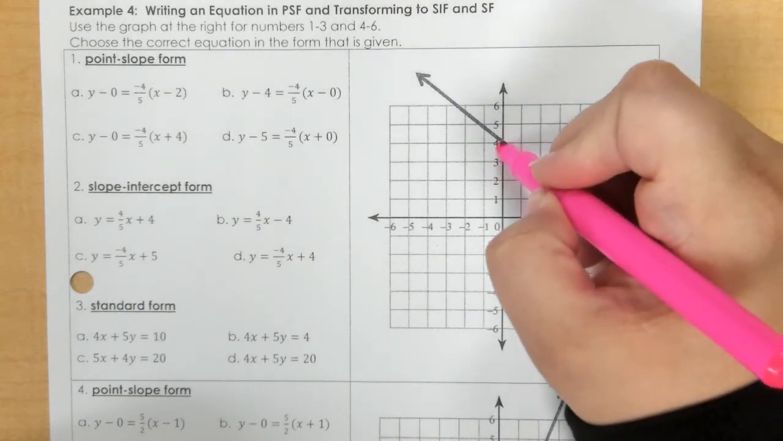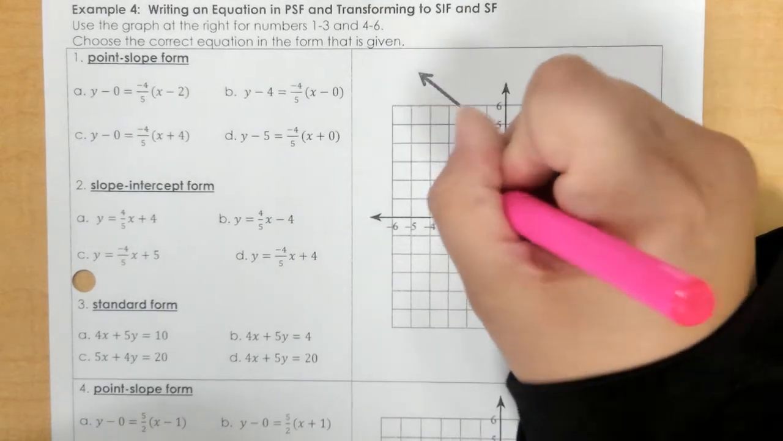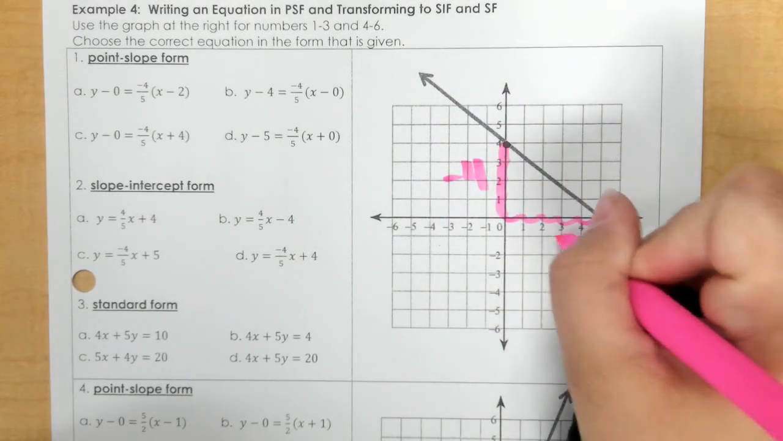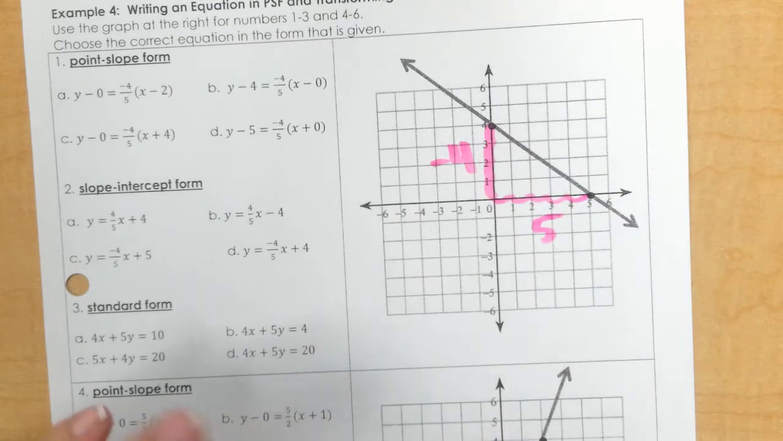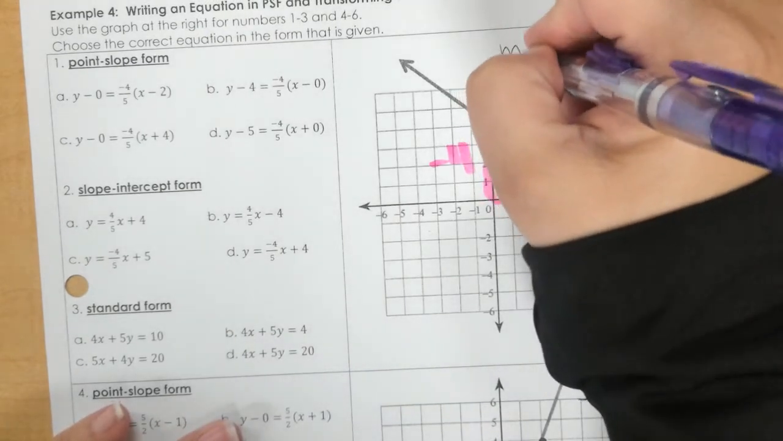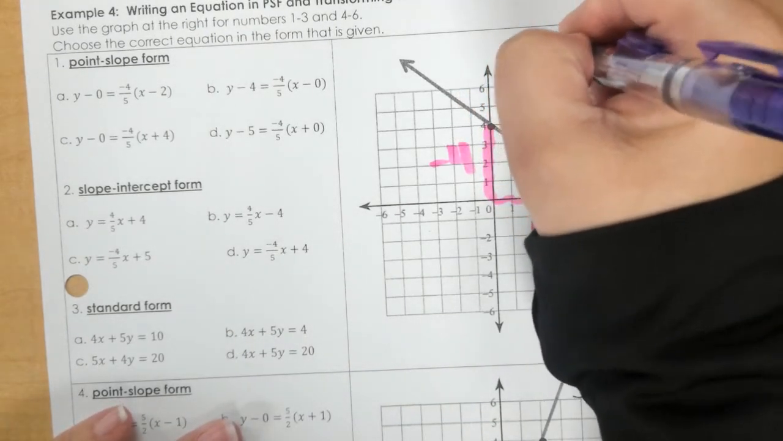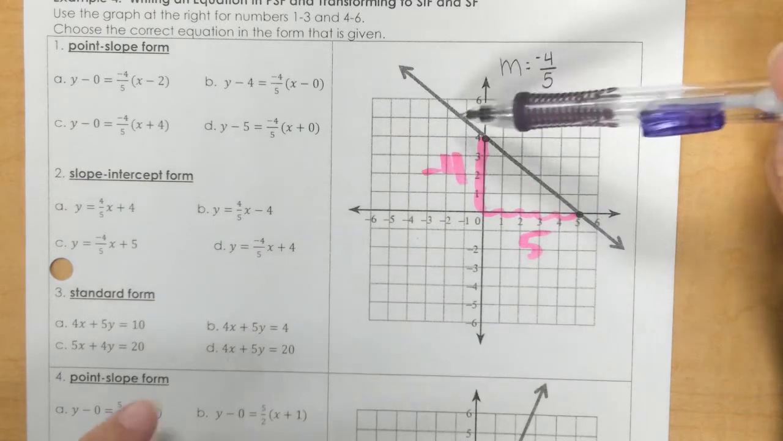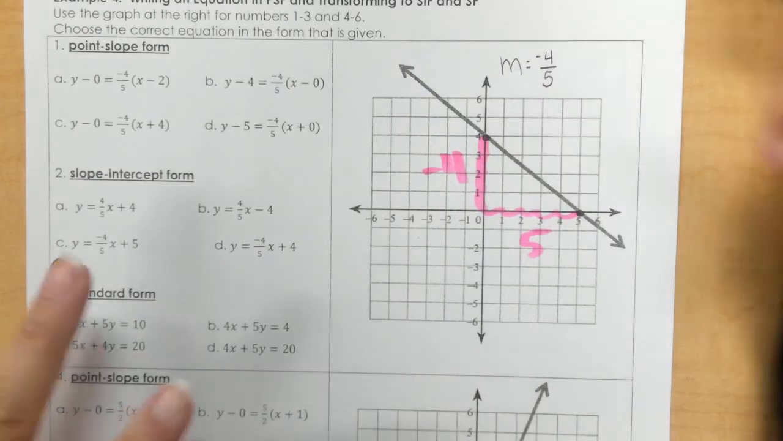So we're going to go down, which is -4, and we're going to go to the right, +5. So our slope would be -4/5. And then we need to pick a point on the graph, and I'm going to pick the most left point, which is this one here, and that would be 0, 4.